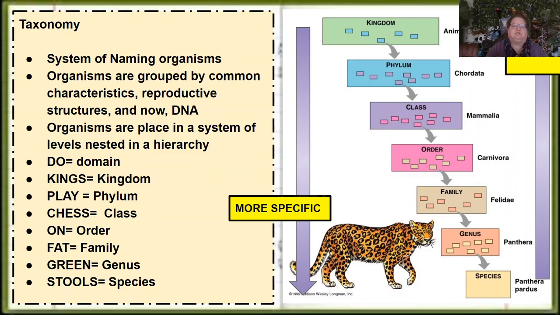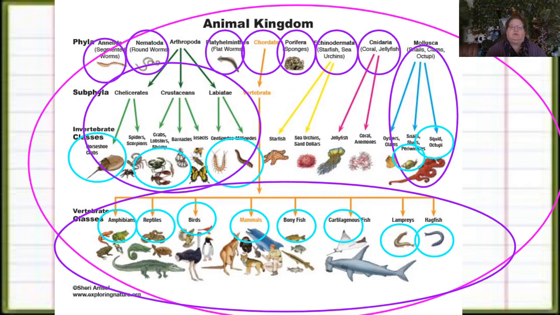Now, in the last 20 years actually now, we've included domain. So now, like I learned it as kings play chess on fat green stools. Now we just need to include domain. Do kings play chess on fat green stools? And that would be now the new mnemonic that you can use to help you remember. So one of your questions would simply be, list them in order, and you just need to remember, do kings play chess on fat green stools? And then you'll be able to know, okay, king of kingdom, play is phylum, chess is class, and so forth and so on.